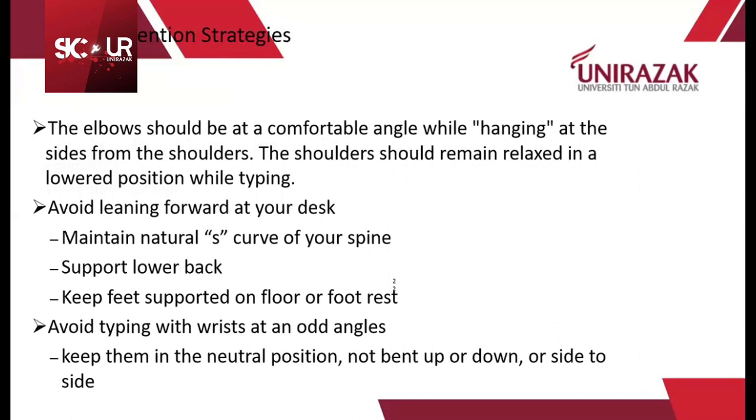So, prevention strategies, the elbow should be at a comfortable angle while hanging at the side from the shoulder. The shoulder should remain relaxed in a lower position while typing. So paling baik sebenarnya bila kita ada workstation, ketinggian kerusi dan meja perlu diselaraskan lah. So tak boleh terlampau tinggi untuk kita elakkan kita punya bahu terangkat. Avoid leaning forward at your desk. Maintain natural S-curve of your spine. So untuk makluman, kita punya tulang belakang adalah dalam bentuk S-curve, bukan dalam bentuk C-curve. So bila kita membongkok, kita akan ubah daripada S-curve menjadi C-curve.